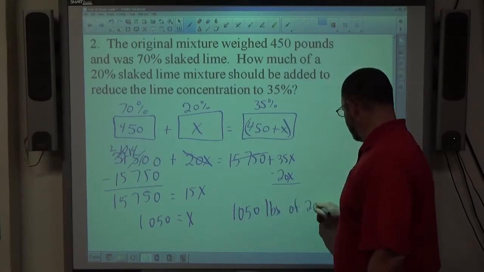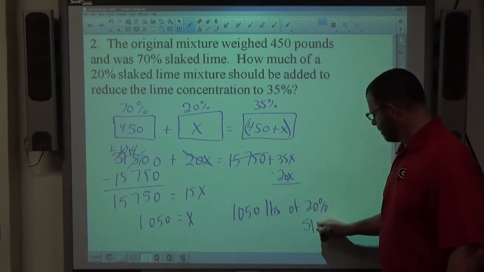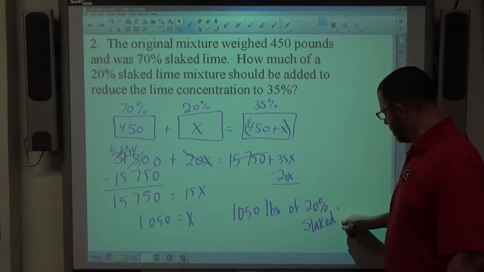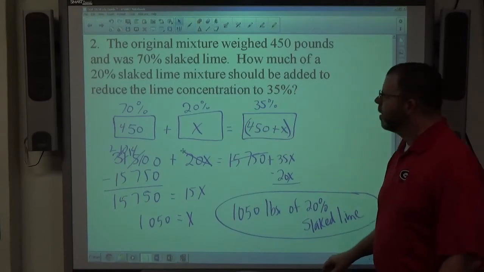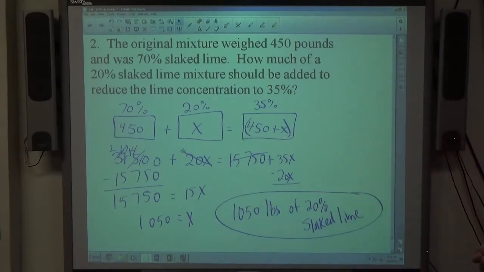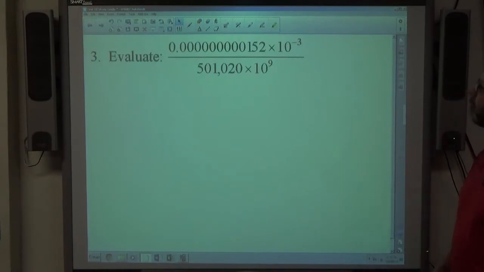of 20% slaked lime. And that's all they're asking us for. They don't want to know the final amount of mixture, 1,500 if they did ask, but all they're asking for is how much 20% needs to be added. That's the correct answer. Number 3, evaluate.